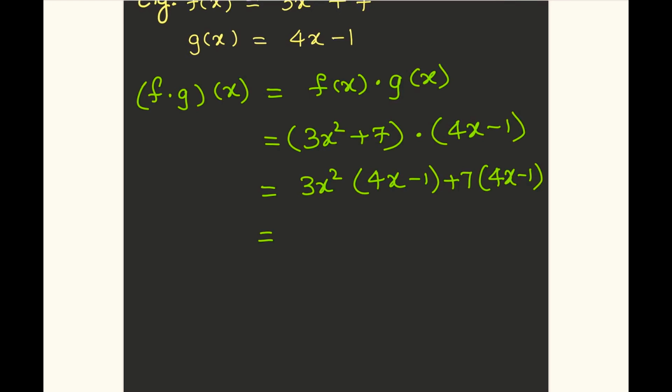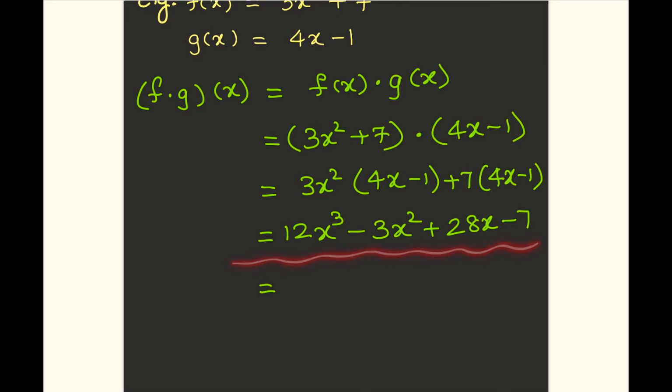What we get is 3 times 4, which gives 12x cubed, and 3x squared multiplied by -1 gives me -3x squared, plus 7 multiplied by 4x is 28x, minus 7. So this is my last step. Now I will combine the like terms, and since there are no like terms, this will be our final answer. So the multiplication of the two functions is this answer right here.